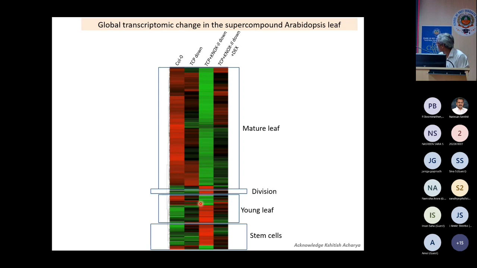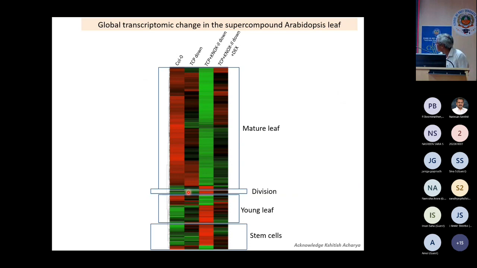These are the stem cell genes. Some genes are low, some genes are high. It's exactly opposite in this. So what is happening in this compound leaf? Some of the stem cell-like genes are expressed, so in character it is more like a young leaf, stem cell-like. It is not maturing, because it's the TCP and NOX2 which were actually giving it the mature character.